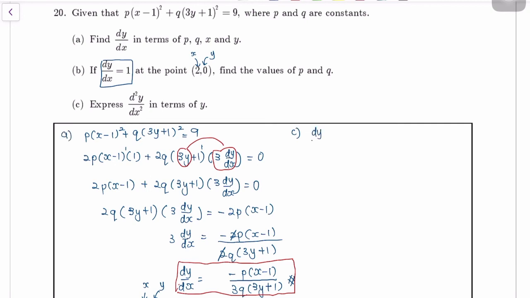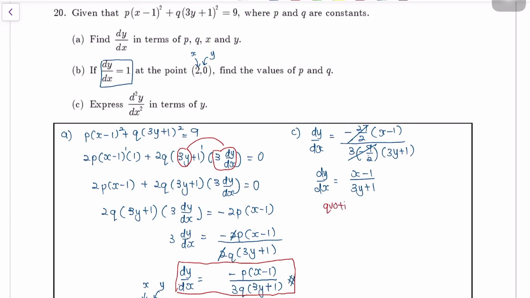So dy over dx equals to negative, so p we have 27 over 2, kita cari tadi, minus 1 over 3 times q, negative 9 over 2, 3y plus 1. Okay, so negative 27 over 2 bahagikan dengan 3 times negative 9 over 2. Boleh cancel. So that this is our dy over dx, x minus 1 over 3y plus 1. Okay, now kita akan differentiate lagi sekali tapi menggunakan quotient rule.